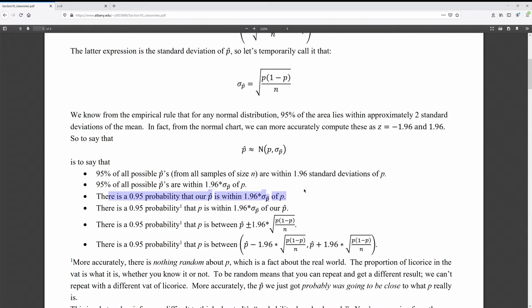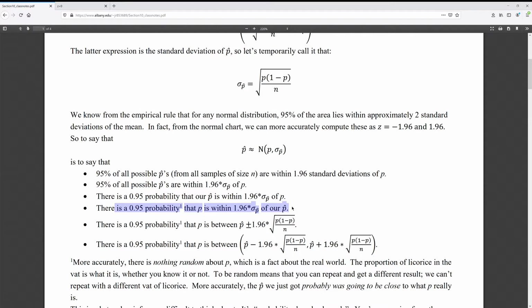But again, if A is within 5 miles of B, then B is within 5 miles of A, and A and B are within 5 miles of one another, right? So let's turn it around. There is a 0.95 probability, caveat, that P, the actual truth, is within that distance of what we have just gotten.